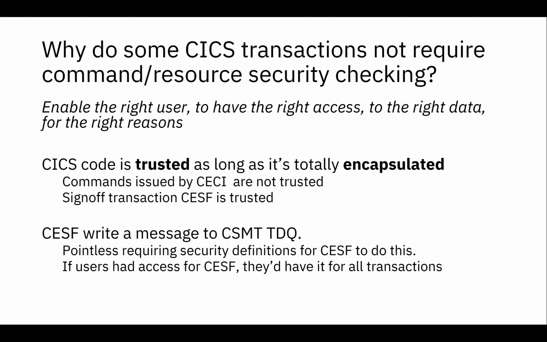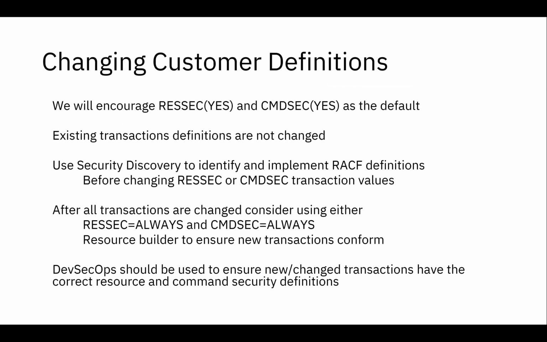So where there's a single role for a transaction, what we do is we make sure that the transaction is encapsulated completely, and the only security you need is transaction security. So that's what we've done for the CICS transactions to make it easier for you to switch on command security and resource security at the region level. What we're looking at the moment is making sure that we can change the default from resource security no to yes. At the moment, that's not there in the open beta, but that would be our long-term objective.